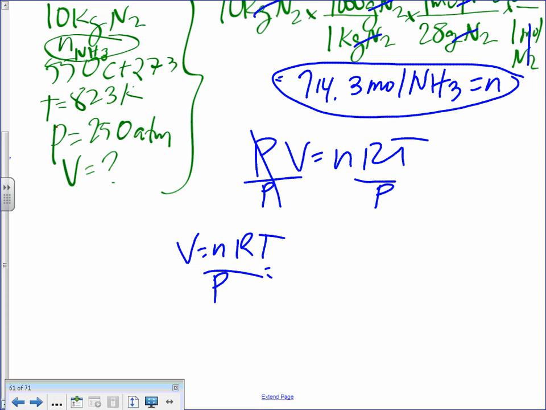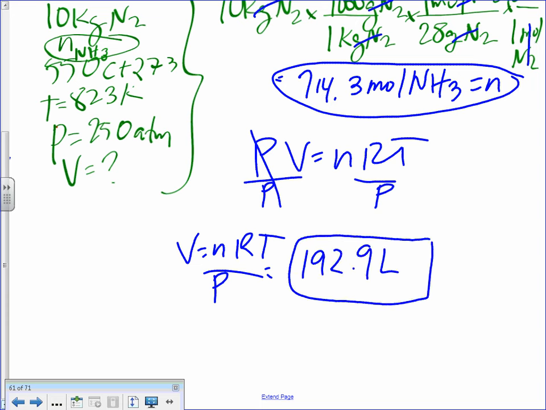Everything is in its correct unit now. So when you plug in your P, your R value, your n value, your T value, you get what volume? Something like this? Okay. That's going to be your V, yes, in liters, because your R value allows for cancellation of everything but liters. Okay.